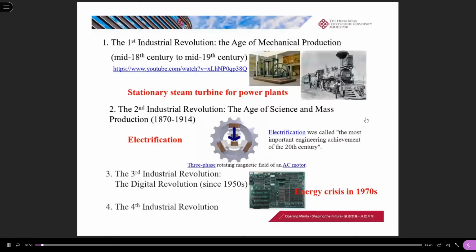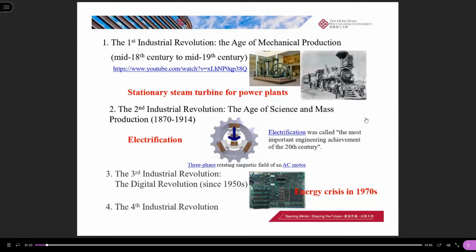Firstly, I think it's important for us to understand the industrial revolutions in history. At the moment, we are experiencing the fourth industrial revolution, including AI, big data, etc. Now let's have a look. What's the first industrial revolution? That's mainly what we have learned for our mechanical production, okay, mechanical production.